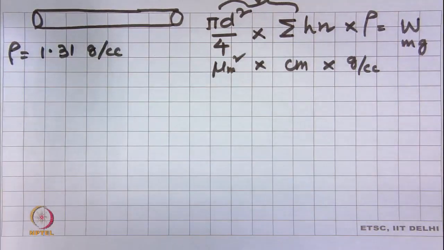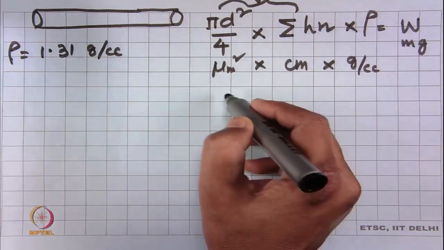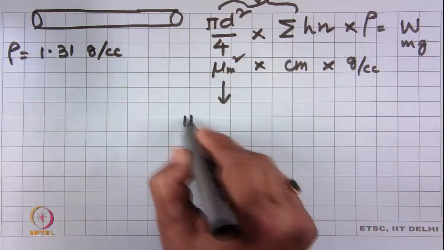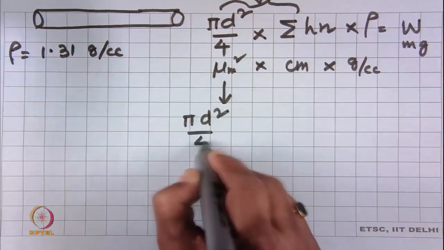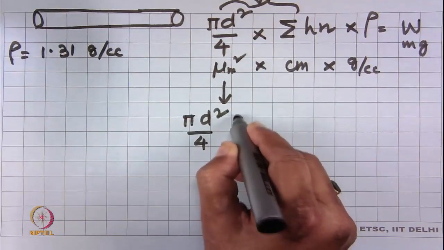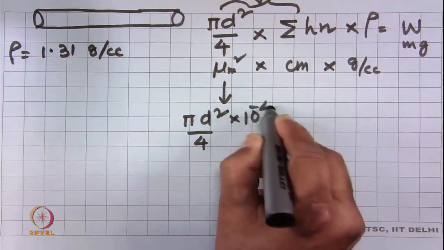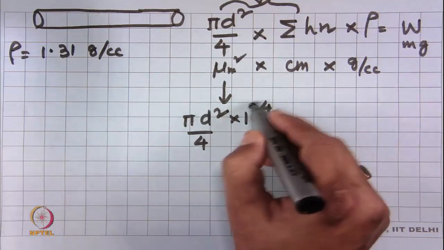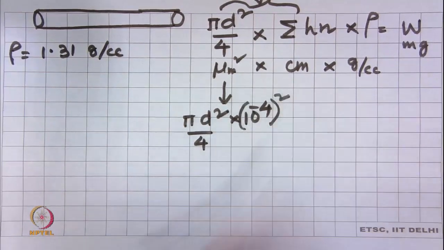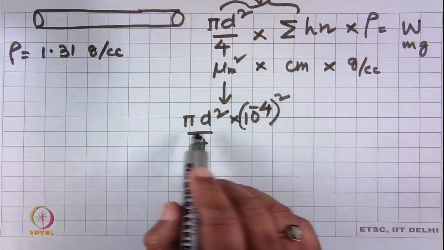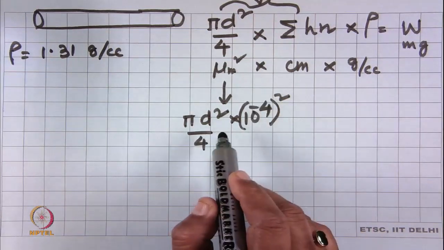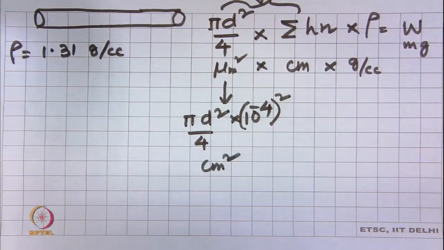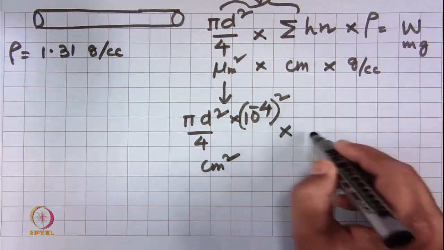Now, if we try to convert in terms of centimeters, pi d square by 4, d square into 10 to the power minus 4, that means centimeter square. We have converted from micron square to centimeter square. So, it is becoming centimeter square unit. Now, it is centimeter unit.